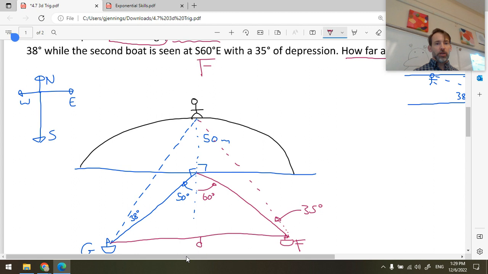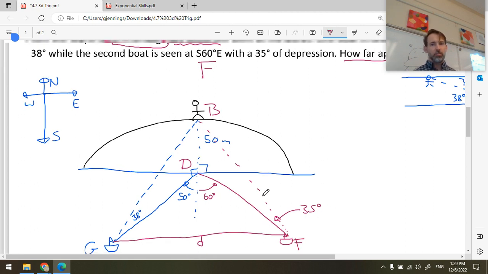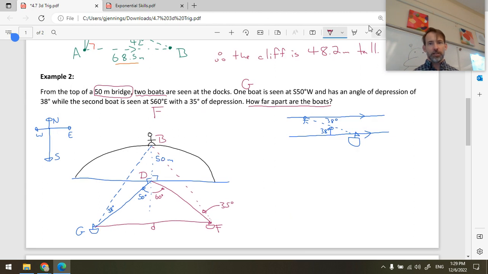Okay, so now we need to label some corners here. Let's call this corner down here D, where the bottom of the bridge is, and then the top of the bridge, we'll call it B for bridge. Okay, and so now we've got 3 triangles that we're going to need to work with in this problem here. Okay, and I'm just going to erase this little explanation there. Gone. And then to find how far apart the boats are, we're going to need to solve this triangle.